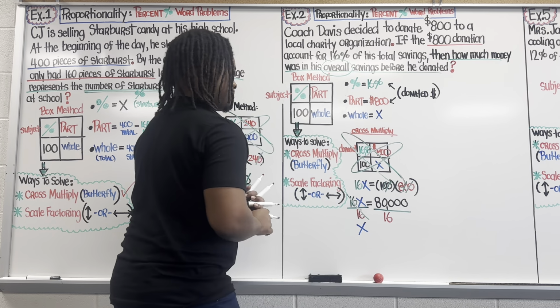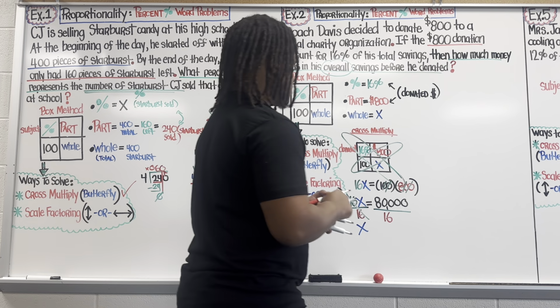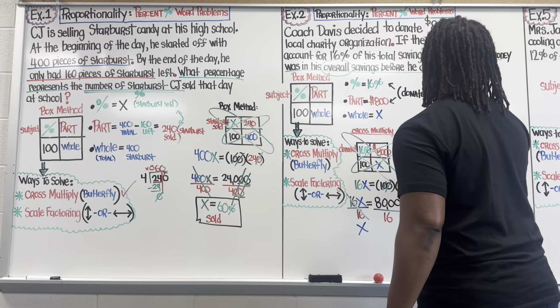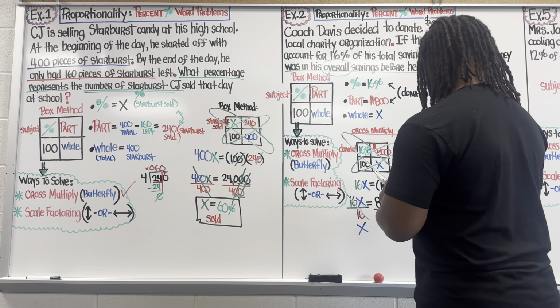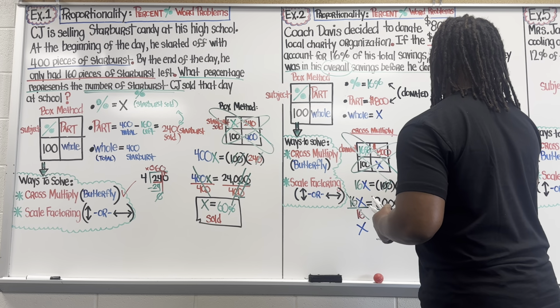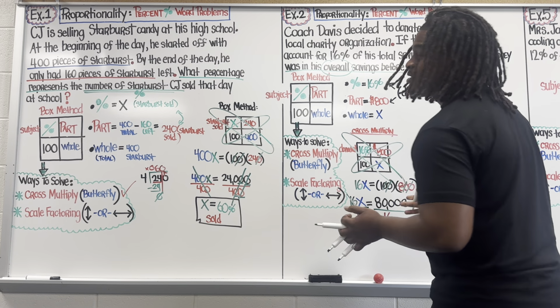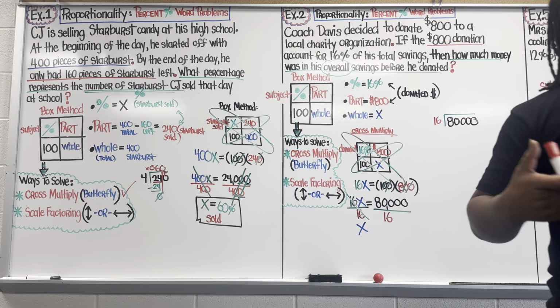Okay? And then on this side, guys, 80,000 has a 0 in the ones place, but 16 doesn't, so I can't do that trick. So I actually have to just divide on the side, okay? So I'm going to divide on the side. I have 80,000 divided by 16, right? Now, here's another little trick that I teach my kids as I divide.